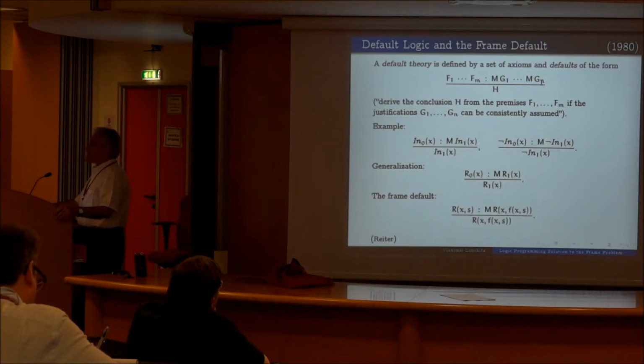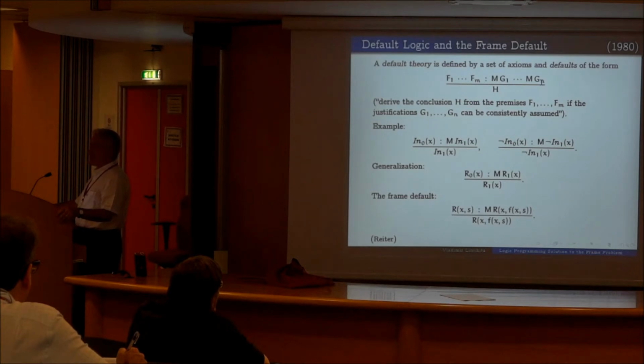And Reiter's major accomplishment was in his ability to make this idea precise. We'll not talk now about how he did this, but he managed to give a precise definition of when a formula is a theorem of a default theory. He was able to turn this intuitive explanation into a precise definition.